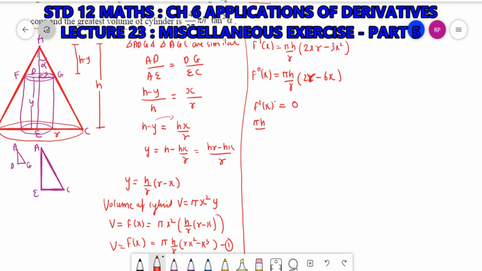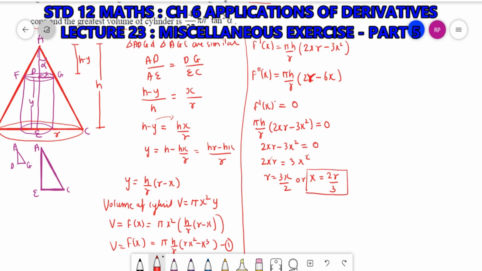That will show pi h by r into 2xr minus 3x square equal to 0. So 2xr minus 3x square equal to 0. That is 2xr equal to 3x square. So x gets cancelled. So r will be equal to 3x by 2, or x will be equal to 2r by 3. Clear? So we got the value of x.